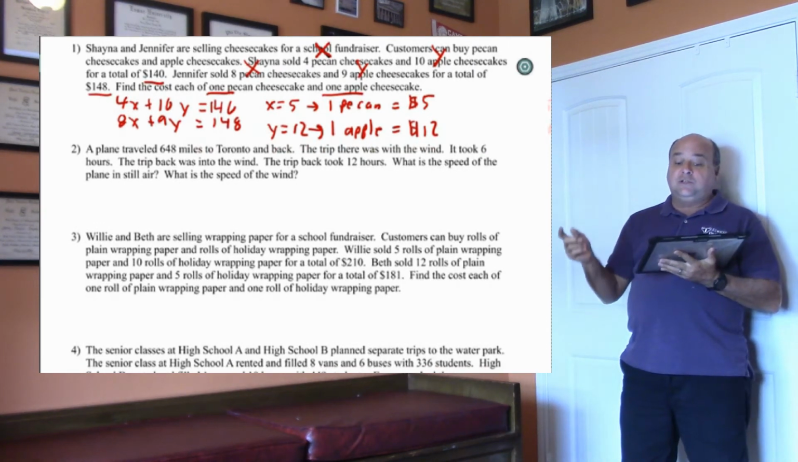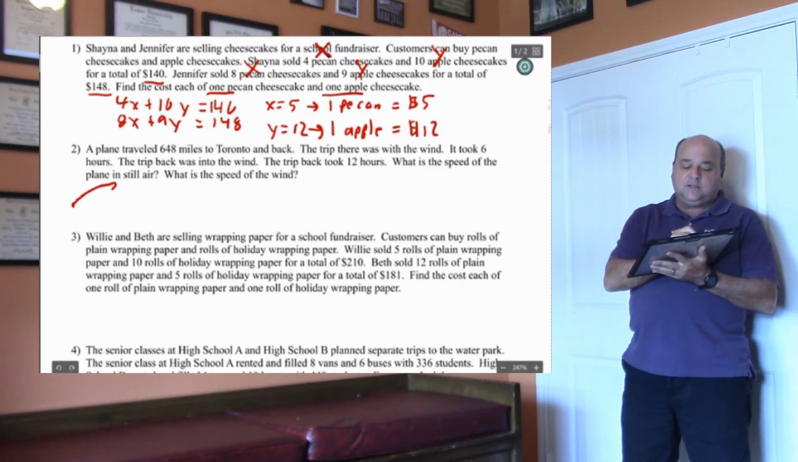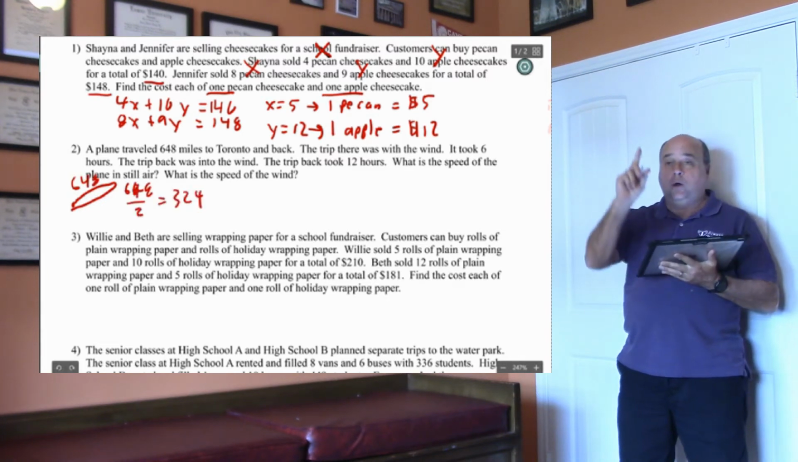Okay, a plane traveled 648 miles to Toronto and back. So that means there and back is 648. So we're going to do 648 divided by 2, and it's going to be 324 miles one way, right?